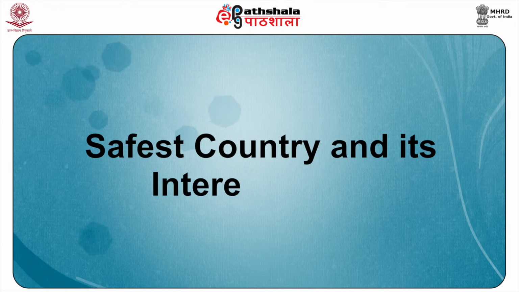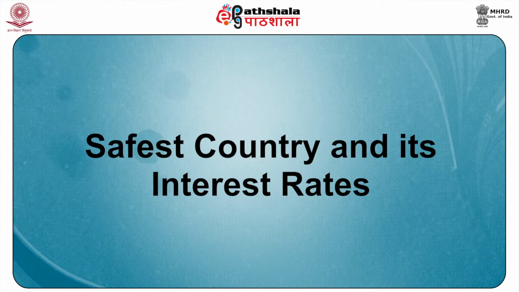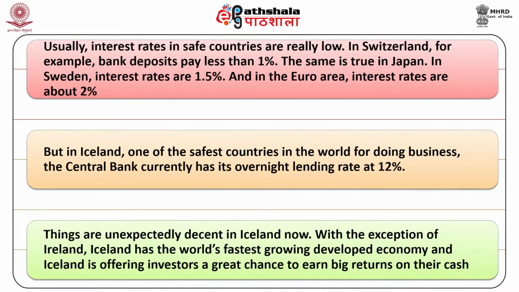Now we will discuss the safest country and its interest rate. Usually interest rates in safe countries are really low. In Switzerland, for example, bank deposits pay less than 1%. The same is true in Japan. In Sweden, interest rates are 1.5% and in the euro area, interest rates are about 2%.